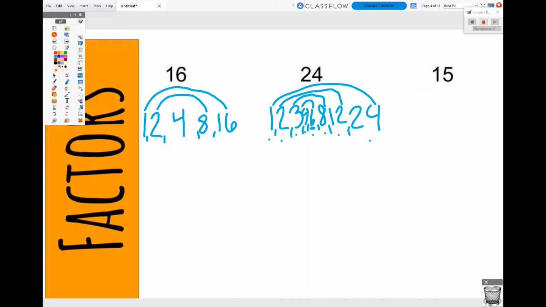So now we're going to work on 15. So I'm going to do 1 and 15. I know 2 can't go into 15 because 15 is not an even number. Does 3 and anything give me 15? Yes, 3 and 5. Does 4 and anything give me 15? No. Does 5 and anything? Yes, 5 and 3. And I've already listed that, so I know that my rainbow is complete. So our factors for 15 are 1, 3, 5, 15.